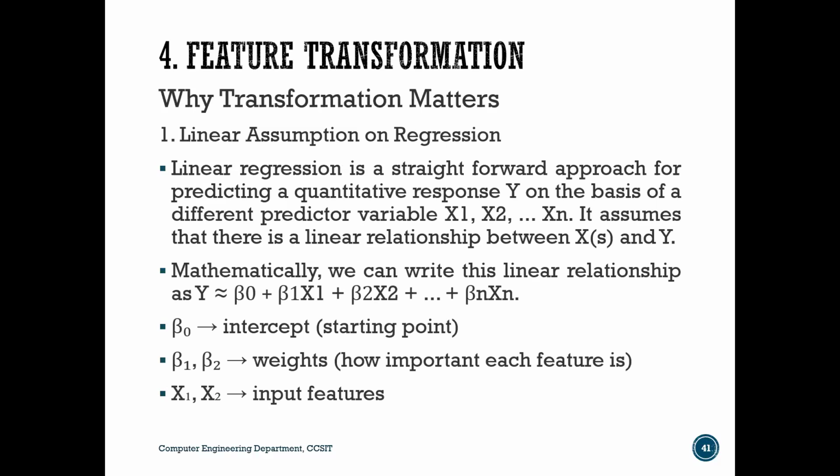Transformation matters because linear regression is a straight line, so we will have this type of relationship, and in that relationship this is a straight line. But suppose you give data to the model where that does not hold, then it will not give good results. So you need to analyze and sometimes transform. What is beta 0 here? The intercept. Beta 1, beta 2 are the weights, showing how important each feature is, and X1, X2 are the features here.